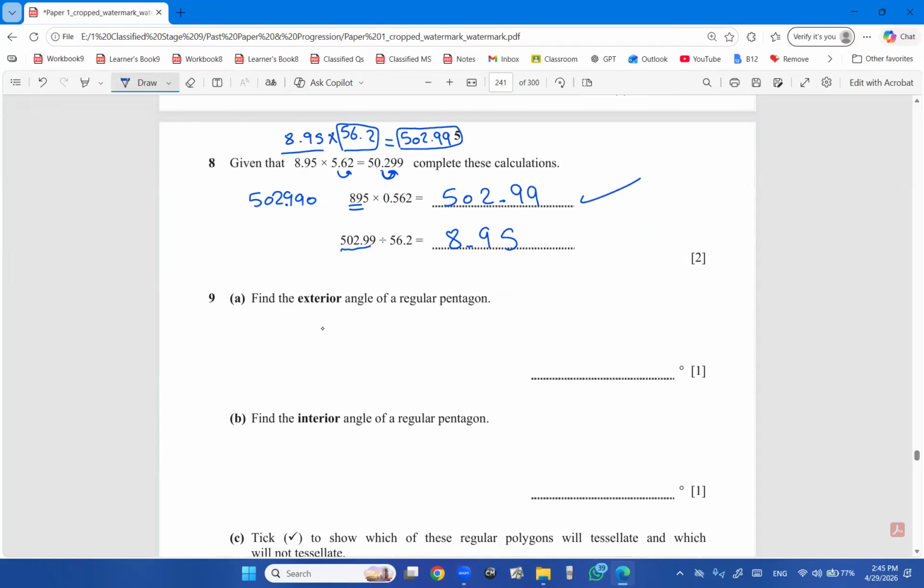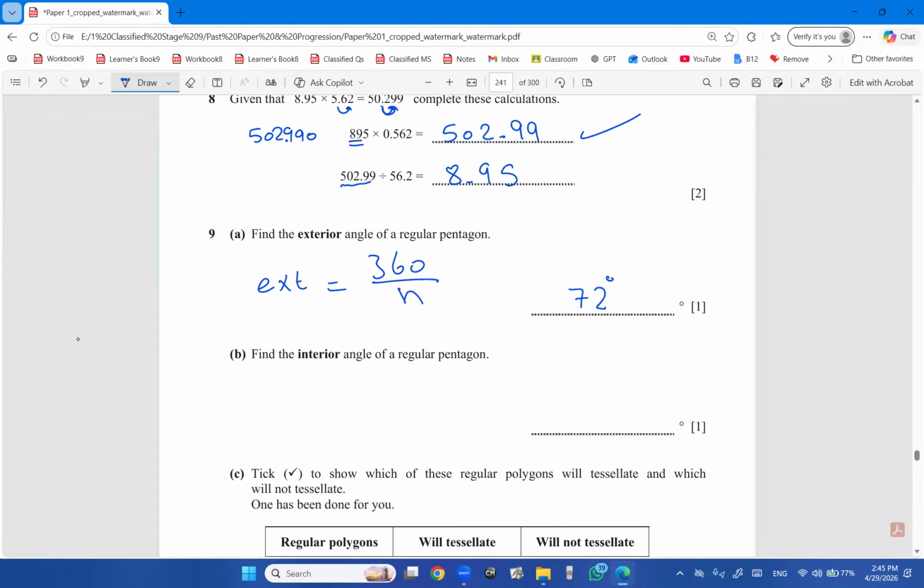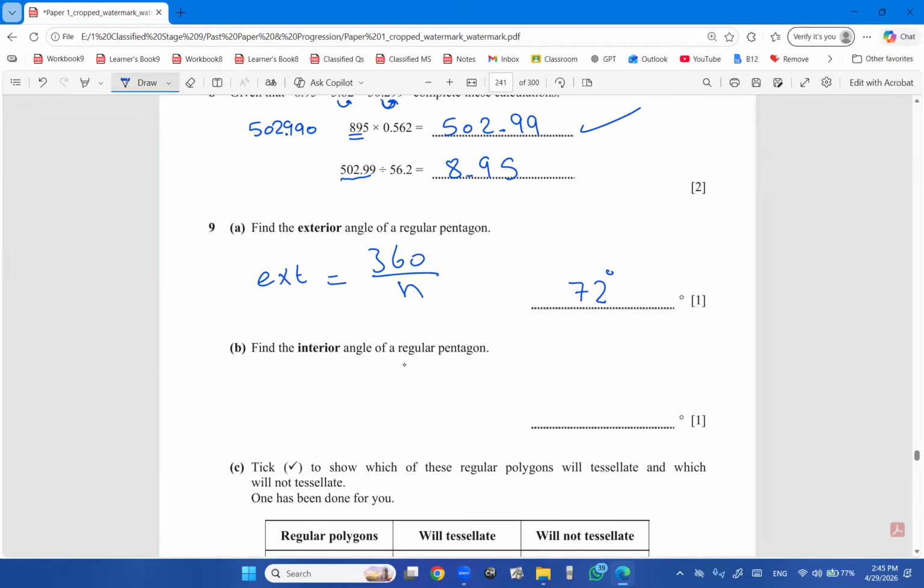Find the exterior angle of a regular pentagon. You should remember the exterior equals 360 over n, where n is the number of sides. So 360 over 5 is going to give you exactly 72 degrees. All right, let's continue here. Find the interior angle of a regular pentagon. I know that the exterior is 72. You should remember that interior plus exterior equals 180. So the interior is 180 minus 72 equals 108.